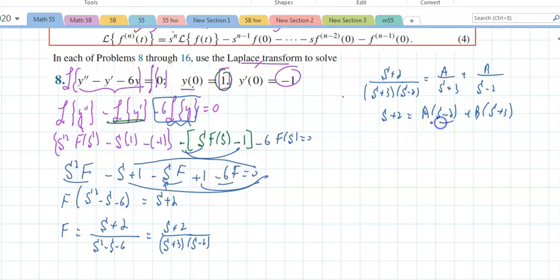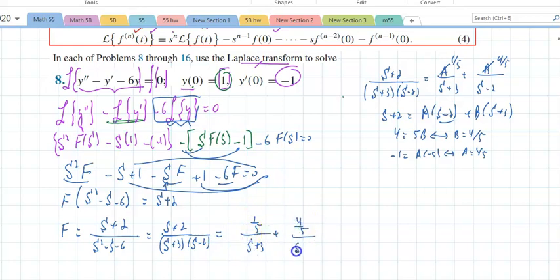If I let s equal 2, I'll get 4 to equal 5b. So b is 4/5. And if I let s equal -3, I'll get -1 to equal a times -5. So a is 1/5. This is 1/5, and this is 4/5. So basically, this is what I got: 1/5 over s plus 3 plus 4/5 over s minus 2.